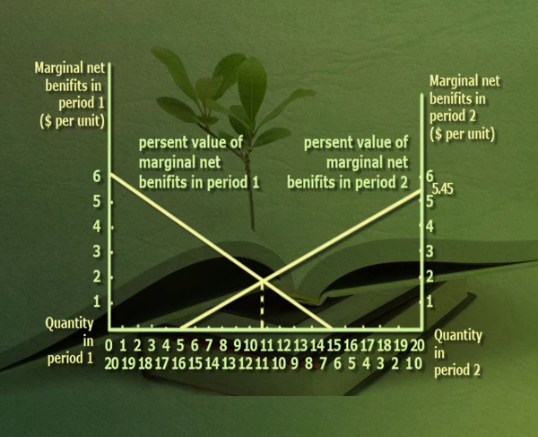Second, the present value of the marginal benefit curve for period 2 intersects the vertical axis at a different point than does the comparable curve in period 1. Why? This intersection is lower because the marginal benefits in the second period need to be discounted, multiplied by 1 over 1 plus r, to convert them into present value, since they occur 1 year later. With the 10% discount rate we are using, the marginal net benefit is $6 and the present value is 6 divided by 1.10, which is equal to $5.45.